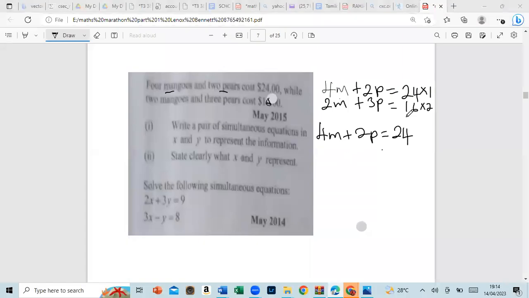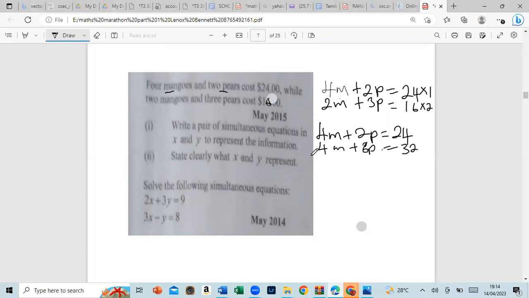Yeah, and then we multiply everything by 2. So that'll be 2 times that gives us 4m. 2 times 3p will give us 6p. And 2 times that would give us 32.